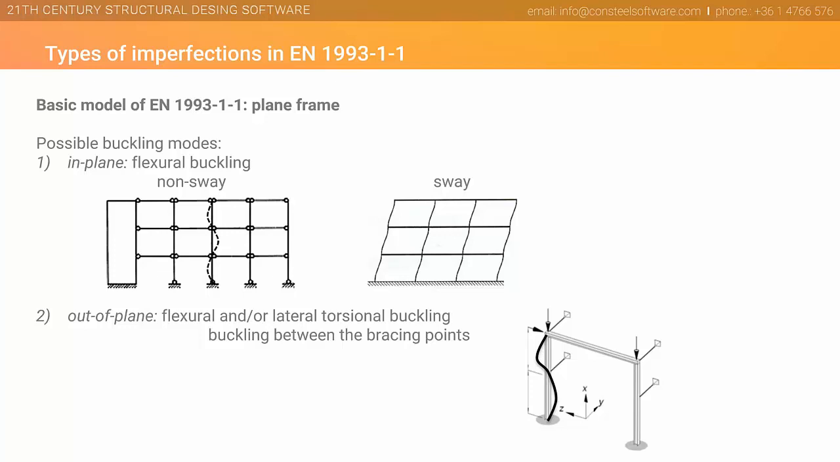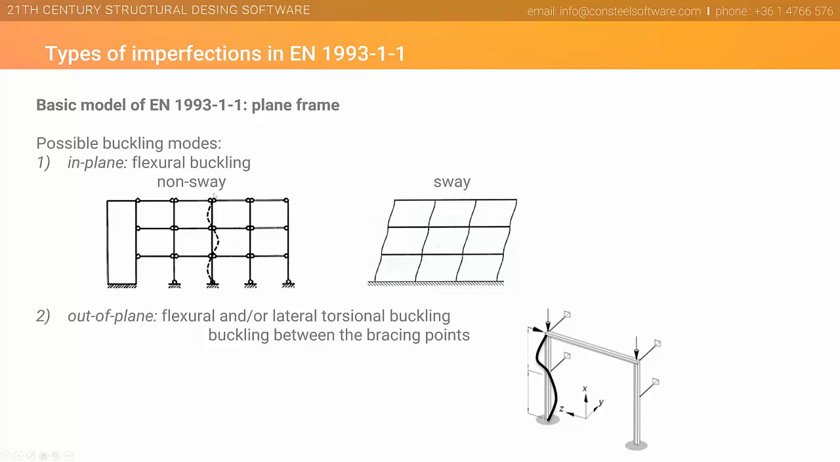So there can be two possible buckling modes: buckling modes in the plane and buckling modes out of plane. In the plane there can be only flexural buckling. These are usually strong axis flexural buckling modes, and there can be non-sway or sway modes.